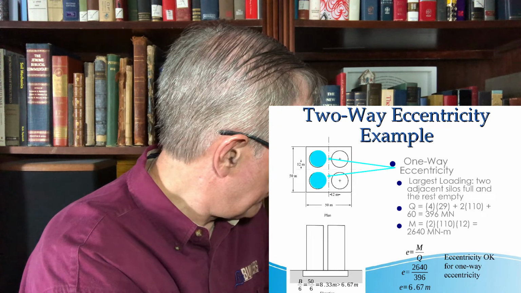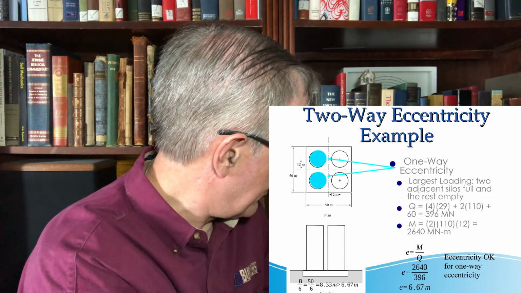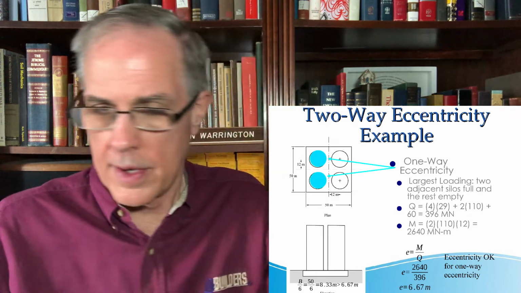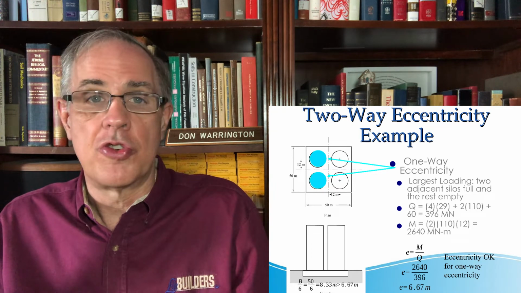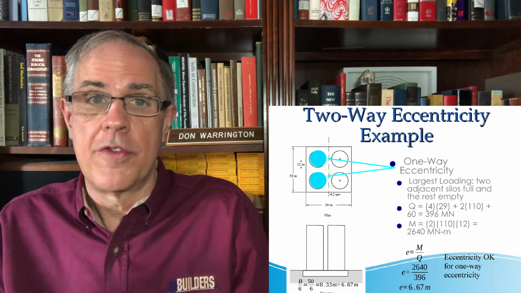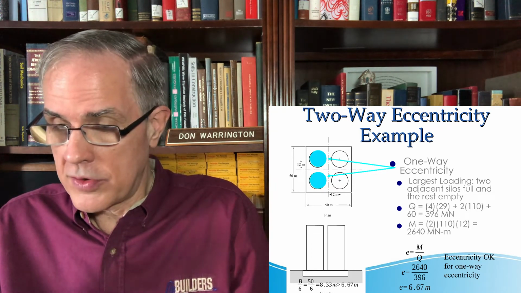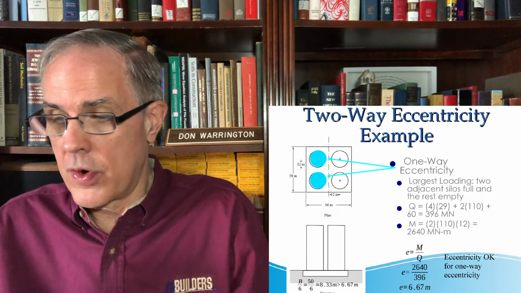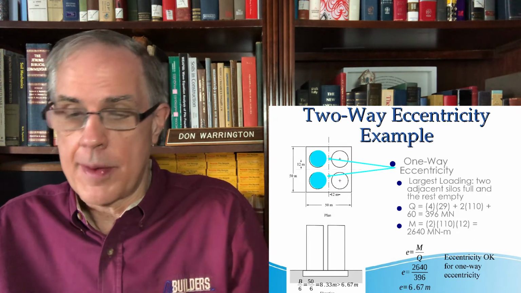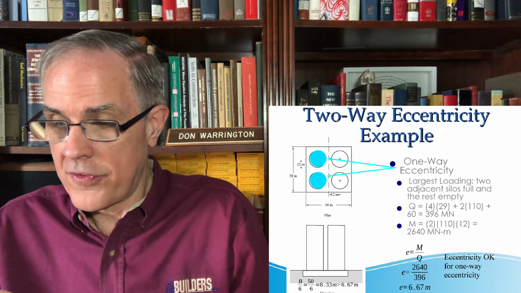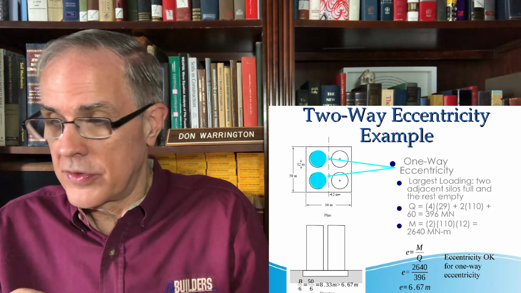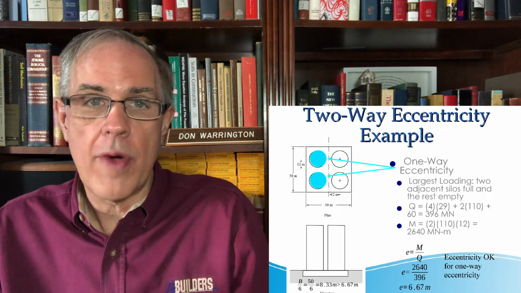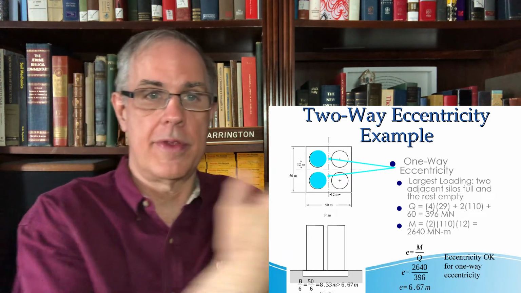The moment is simply equal to the moment arm. It's 12 meters. It's not the greatest shown, but there it is. 12 meters from the center line out to here is 12 meters. It's 12 meters times 2 of them, and they each weigh 110 full. So you get 2,640 meganewton-meters. The eccentricity for one way, for 2 full and 2 on the opposite empty, is equal to 2,640 over 396, or an eccentricity of 6.67.